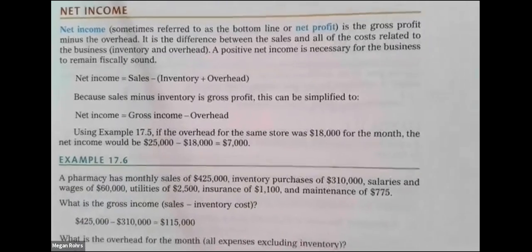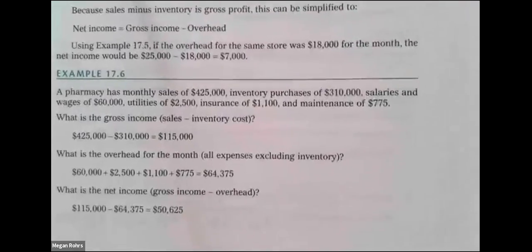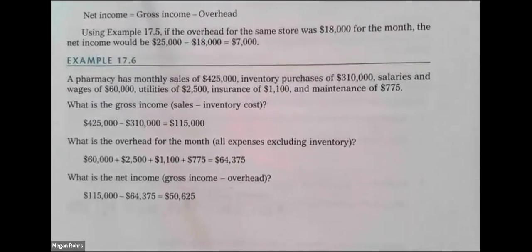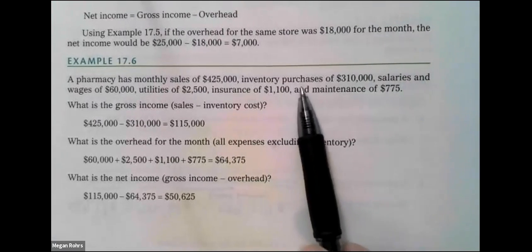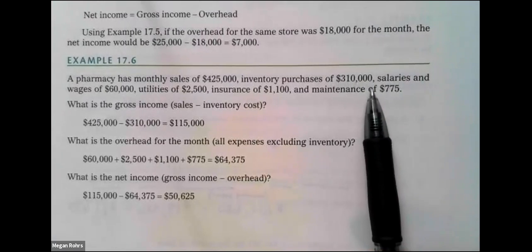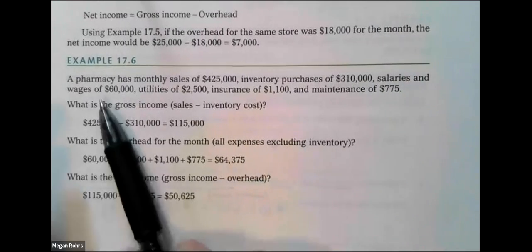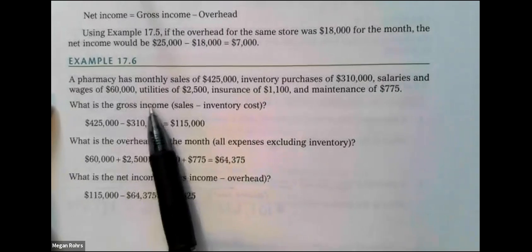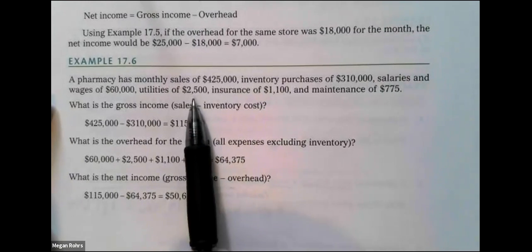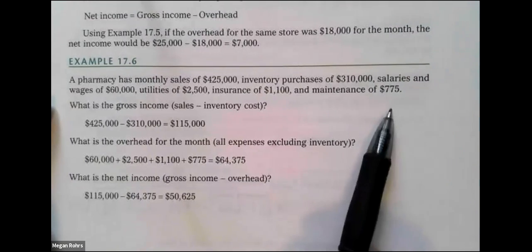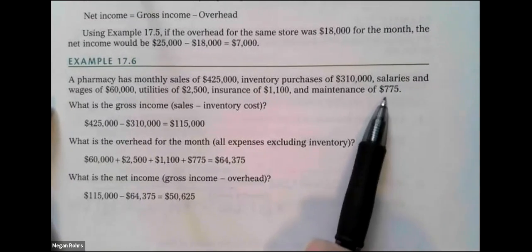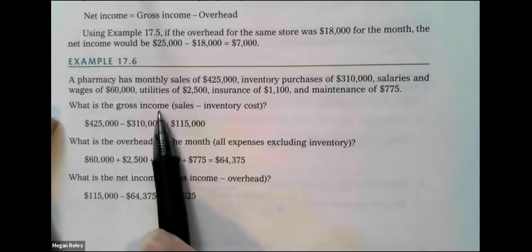So let's take a look at this real quick together. A pharmacy has sales of $425,000, inventory purchases of $310,000, salaries and wages $60,000, utilities $2,500, insurance $1,100, and maintenance $775. What is the gross income?